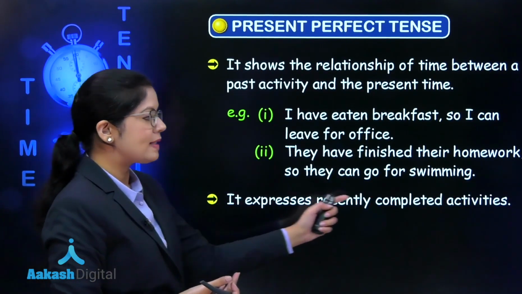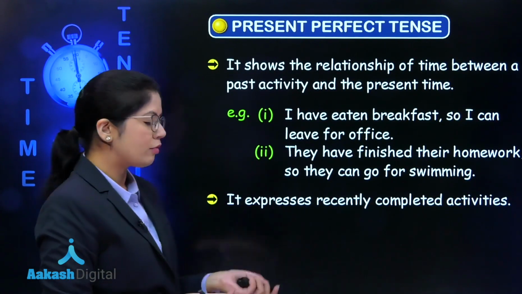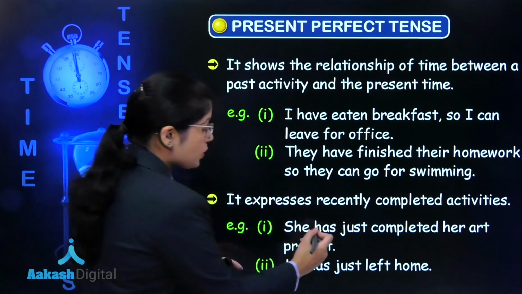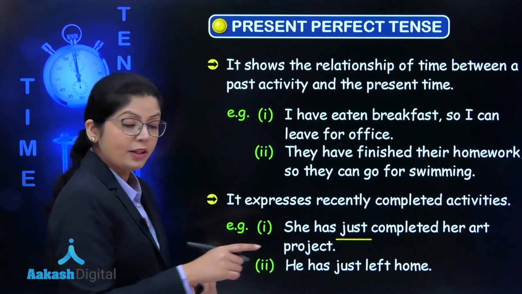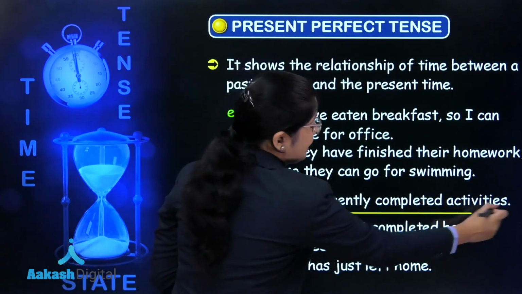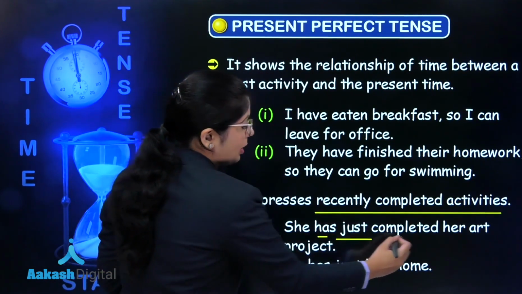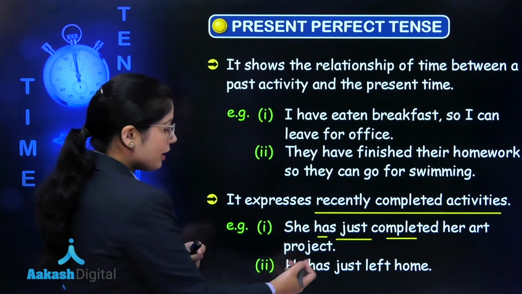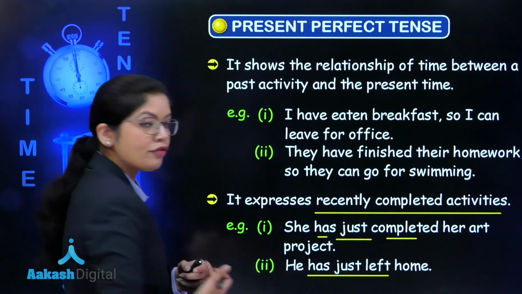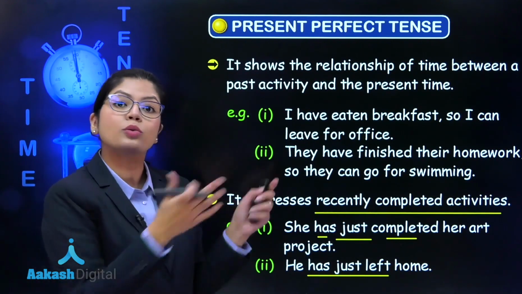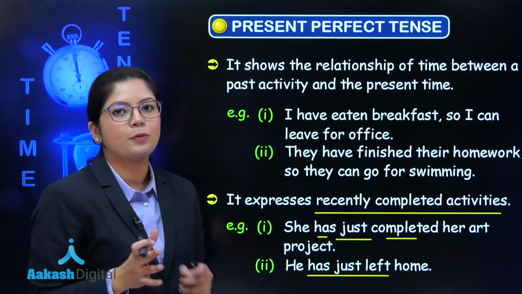Secondly, it expresses recently completed activities. For example, she has just completed her art project. Look at the usage of just here. This points out that it's a recently completed action, and that's why we are using has plus the third form. Similarly, he has just left home. These are your tiny clues that prompt you to use this tense form if you want to get that sentence right.